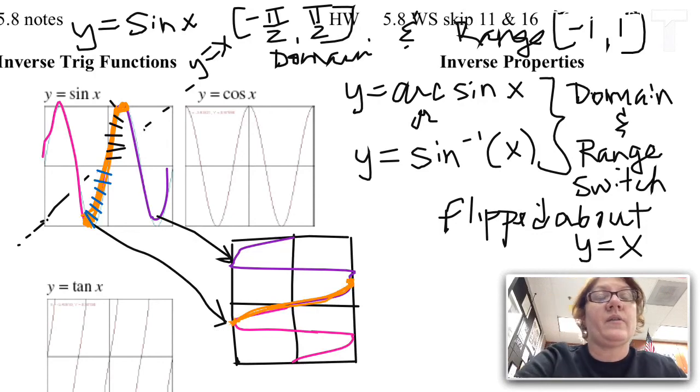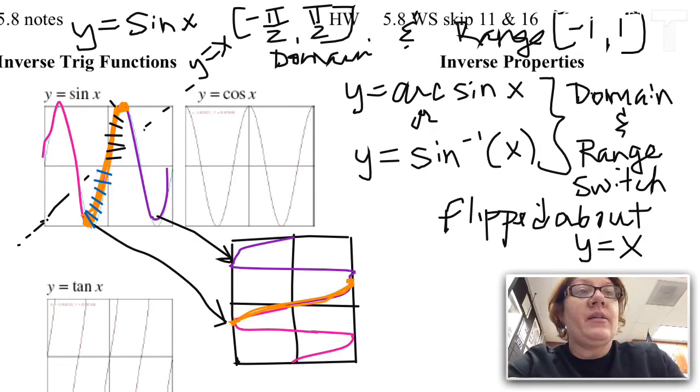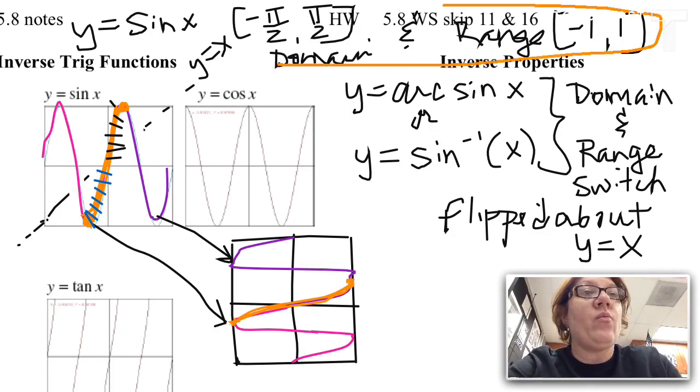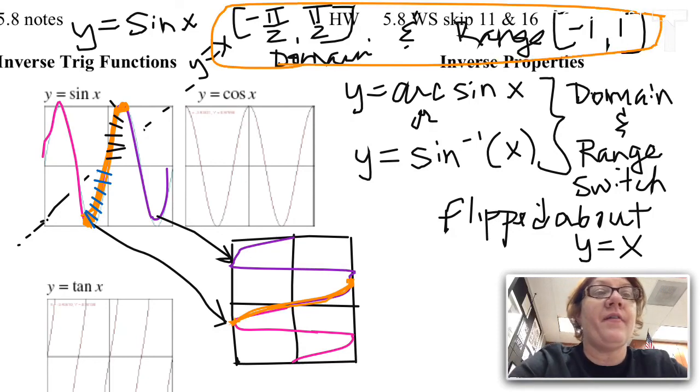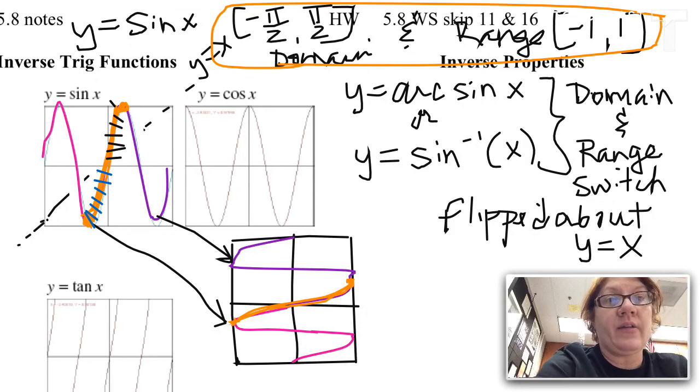Those are corresponding sections. And remember, I have to limit it to this because that way I actually have a function. It passes vertical line tests. As a matter of fact, it's a one-to-one function because it also passes horizontal line test.